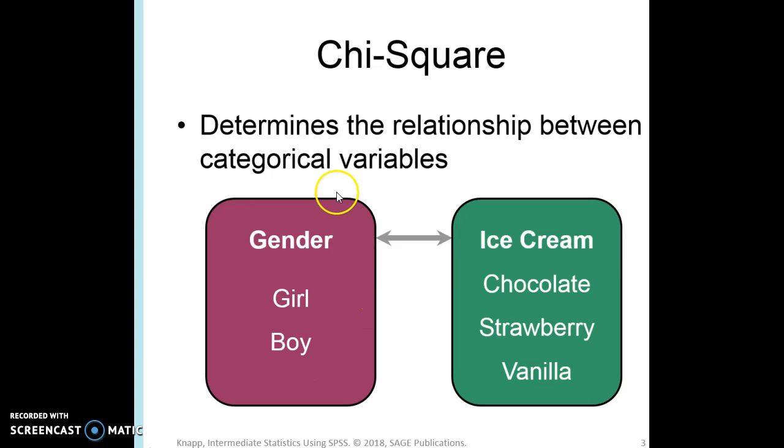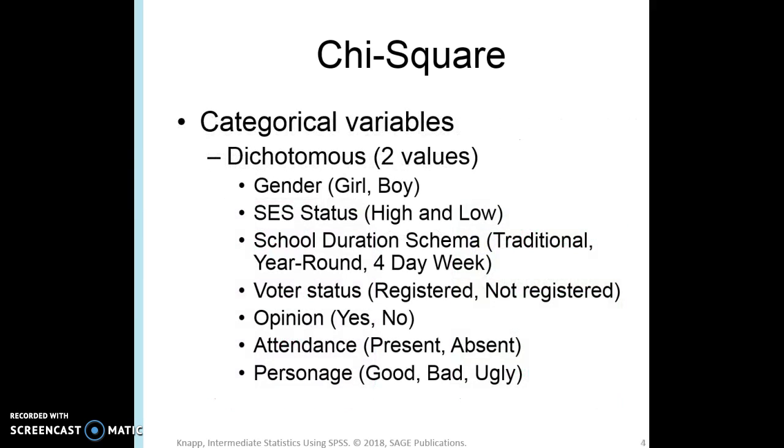The chi-square determines the relationship between categorical variables, and here we have two categorical variable sets. We have gender, girls and boys. That doesn't have any order to it, doesn't have any value to it, one greater than the other or anything like that. Ice cream is the same way. It's choices. They're not ordinal. They're just not scaled in any way. So we can compare these though using something called the chi-square.